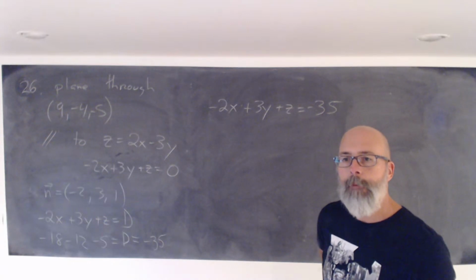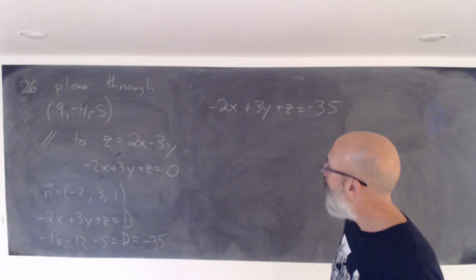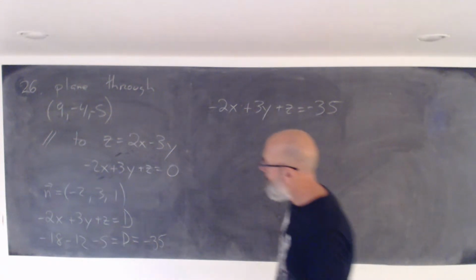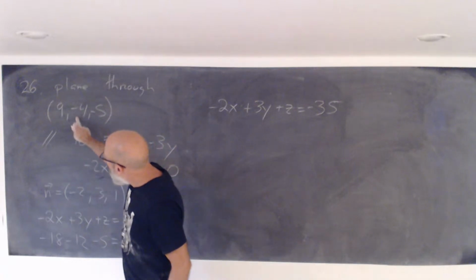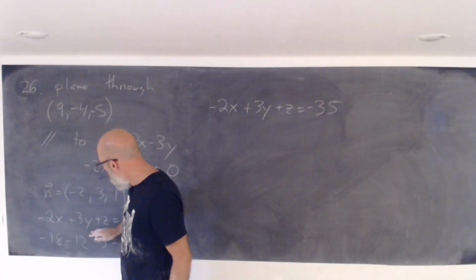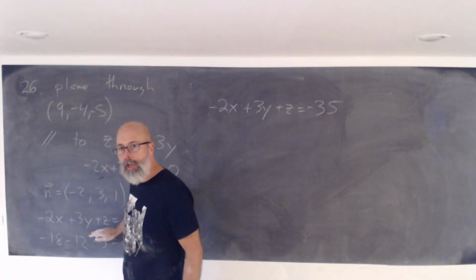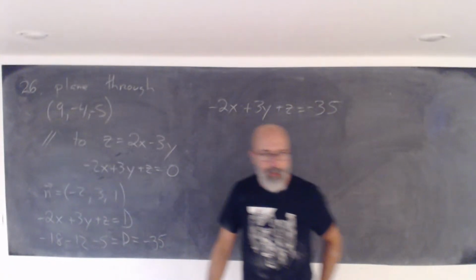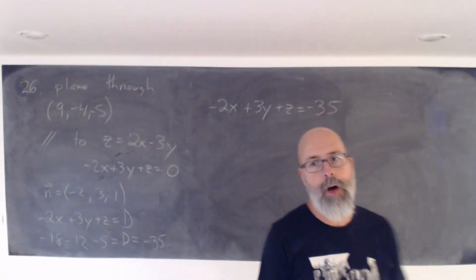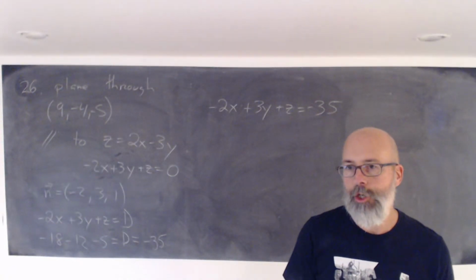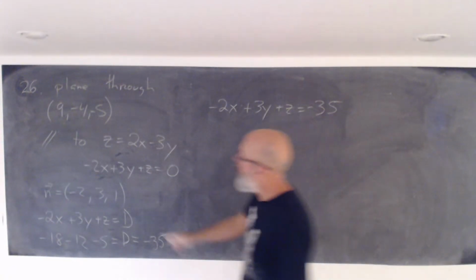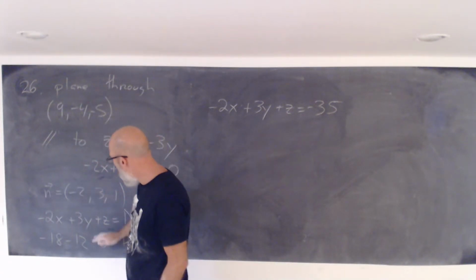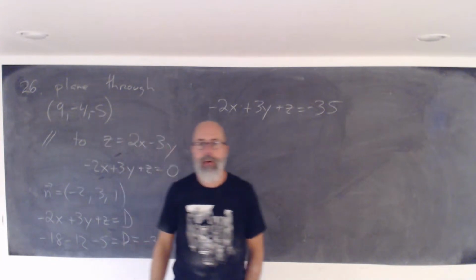Why we use the dot product to find d. I am not using the dot product. I am plugging this point into this equation of the plane. I want to make sure that that point lies on the plane so that it satisfies the equation of the plane. So when x is 9, y is minus 4, and z is minus 5, it should be a point on the plane.